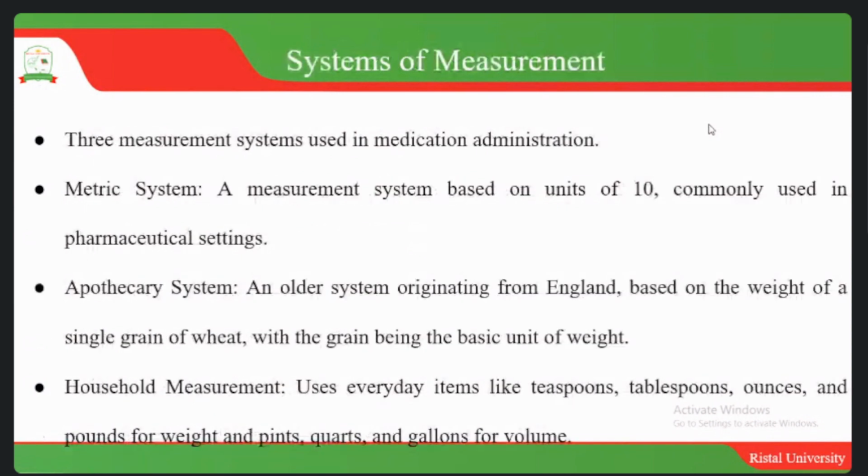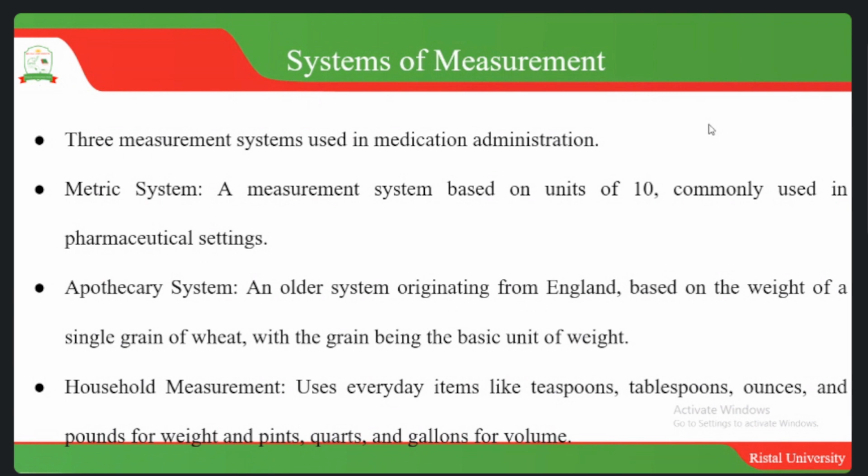this route. Systems of measurement: three measurement systems are used in medication administration. The metric system, a measurement system that is based on units of ten, commonly used in pharmaceutical settings. So they are mostly used in the pharmaceutical settings, not everywhere. Then the apothecary system is an older system originating from England, based on the weight of a single grain of wheat, with the grain being the basic unit of weight.